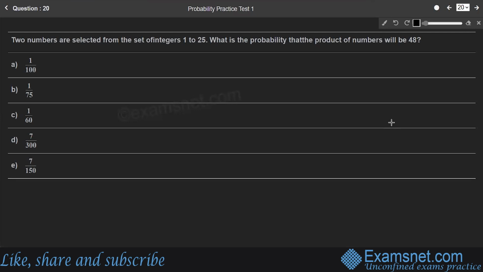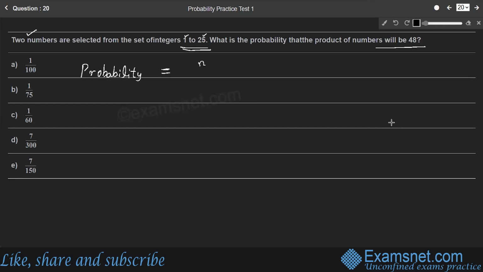Question number 20. Two numbers are selected from the set of integers 1 to 25. What is the probability that the product of the numbers will be 48? Here, the probability is related to the product of two numbers, so it should be equal to 48. So how many sets can be formed? A set of two numbers can be formed using the numbers 1 to 25. So probability, I'll write the formula directly.